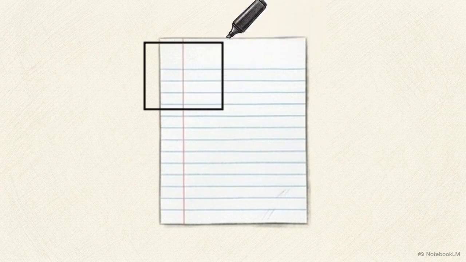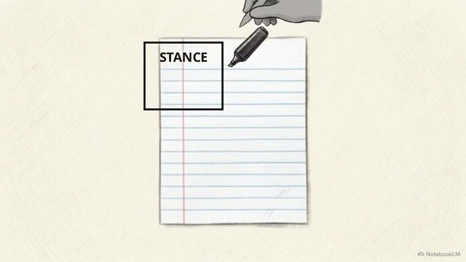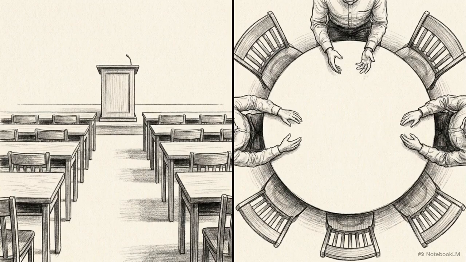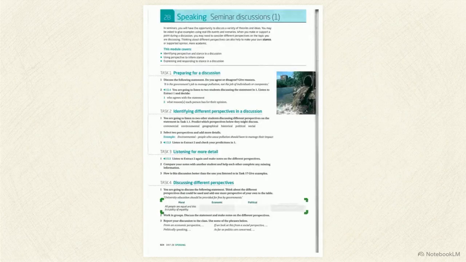Step 1. Draw a box in the top left corner of your paper, labeled Stance. Seminars are very different from lectures. They require you to move away from passive listening and step into collaborative speaking. Express your stance in an academic register using this table. It highlights phrases to state opinions and invite responses.